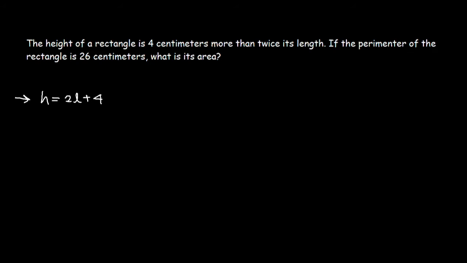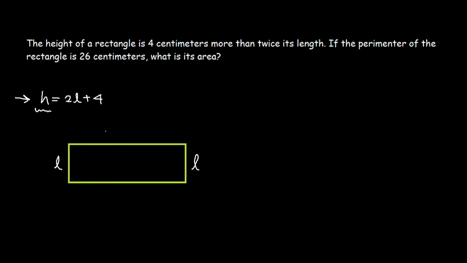This is one equation. Just so that it will be easier to explain, I'm going to draw a quick diagram here. So let me draw a rectangle. If we have a rectangle that looks like this, I want to label it. This is the length, and we're given that the height is 2L plus 4.